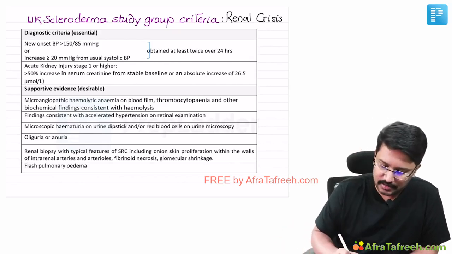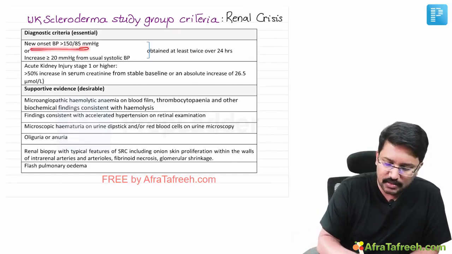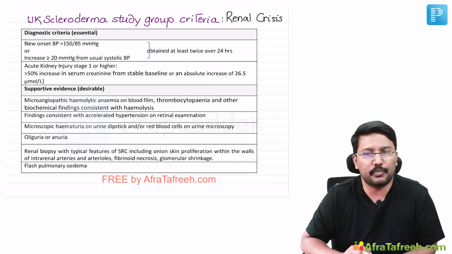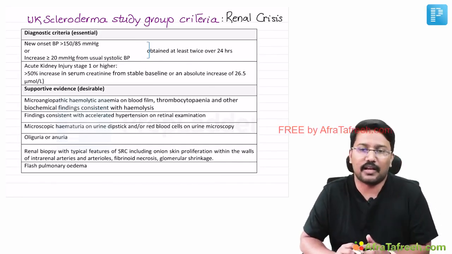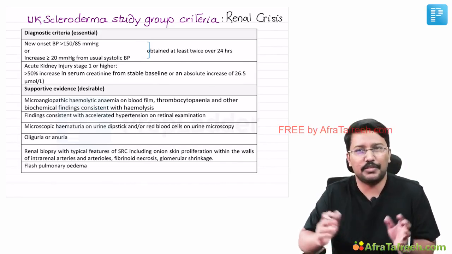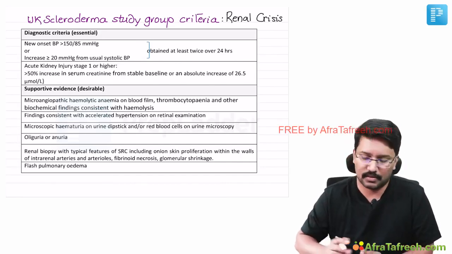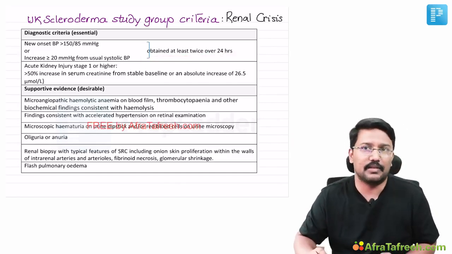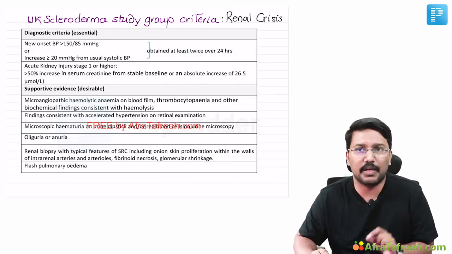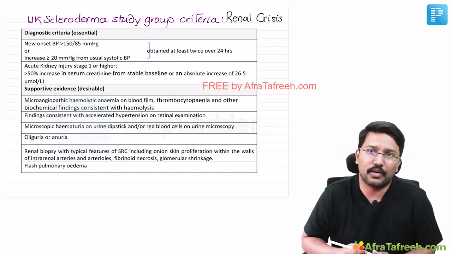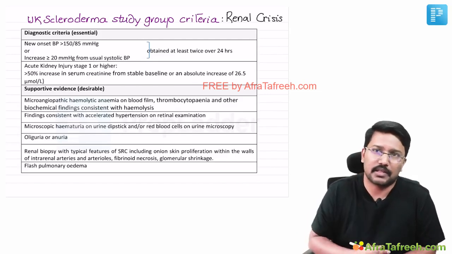The number one essential criteria is new onset hypertension, defined as BP more than 150 by 85 millimeters of mercury, or a systolic rise over and above the baseline by more than 20 millimeters of mercury. And this should be sustained for at least 24 hours. Right? So the two readings taken 24 hours apart still agree with this observation of BP more than 150 by 85 millimeters of mercury or a rise of 20 millimeters over the baseline systolic. That is the first essential criteria.